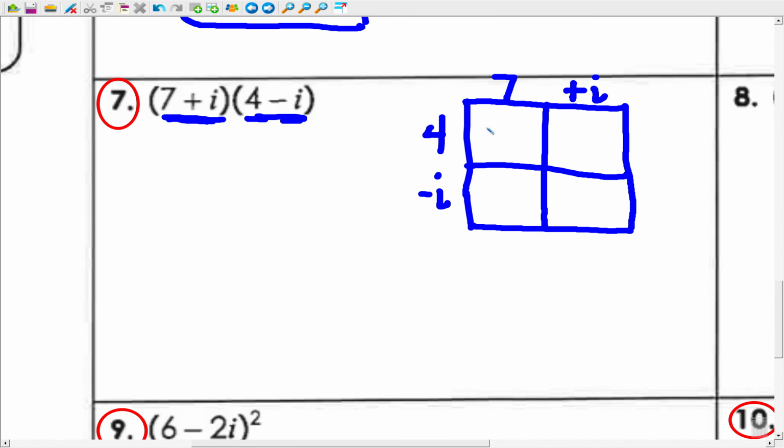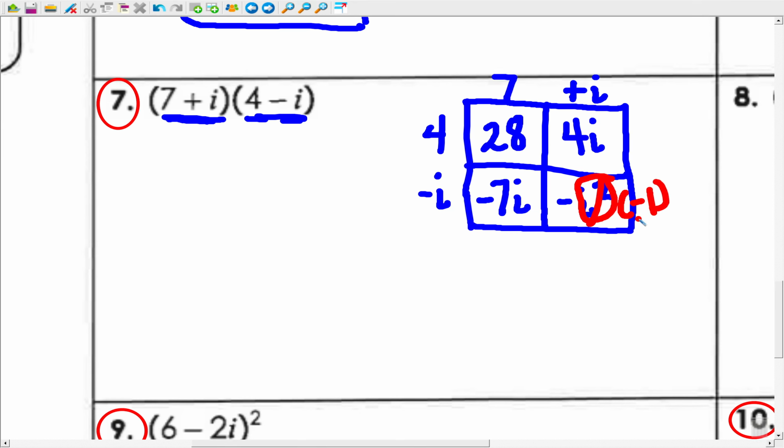This is just 4 times 7, so that gives me 28. This gives me negative 7i. In this box, I'll have positive 4i. And in this box at the bottom, I'm going to have a negative i squared. Recall what I told you: any time you have an i squared, you cannot leave it. So if I change this i squared to negative 1, but it's already a negative sign there, this bottom box now becomes positive 1. That's very, very messy. But all I'm trying to get you to see is that this bottom box has now become positive 1.